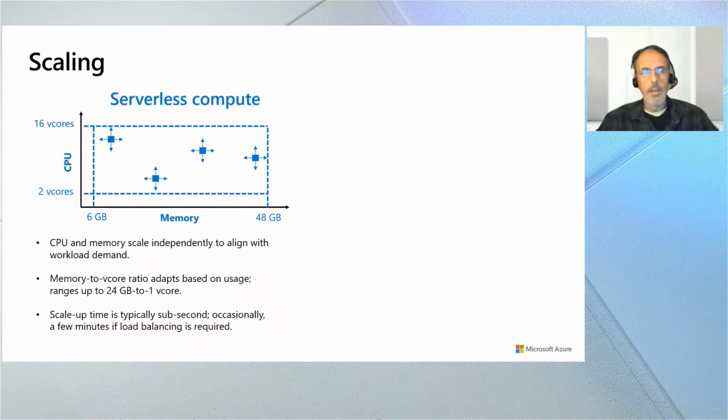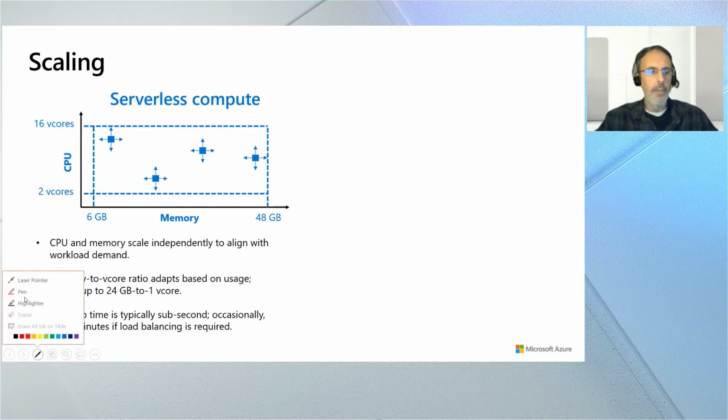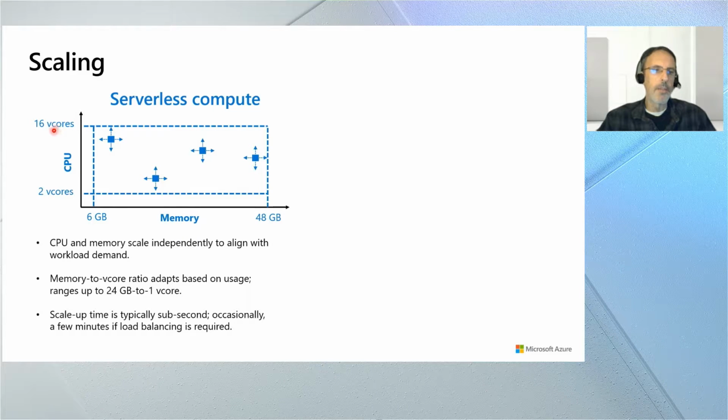So when we set out to design serverless, we wanted to recognize the independence in how CPU and memory usage occurs for the same database over time. So in this example, I have a serverless database that's configured with a max of 16 cores and a min of 2, corresponding to a range in memory ranging from 6 to 48 gigs. And it could be that at one point in time, my database may need to load a lot of data from a table into cache. And that operation may be rather low in terms of CPU, but rather high in terms of memory.